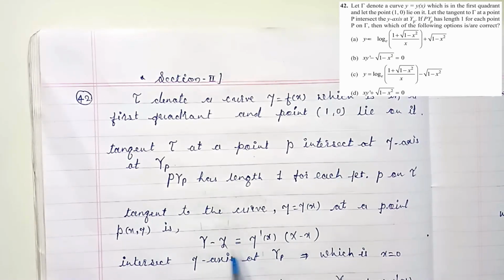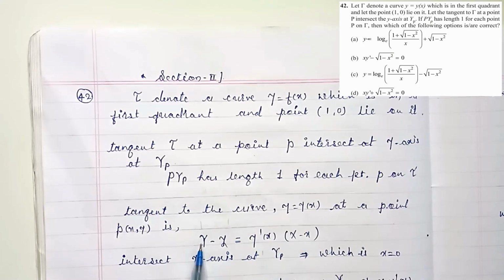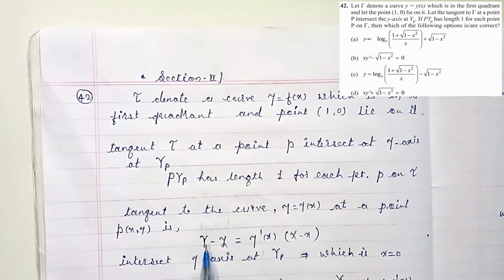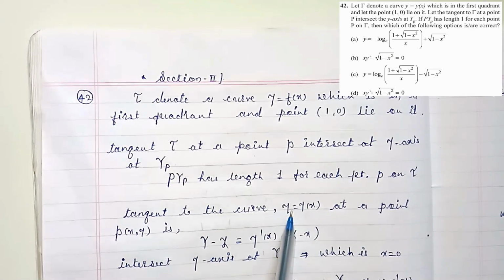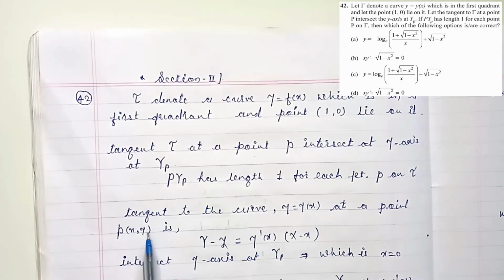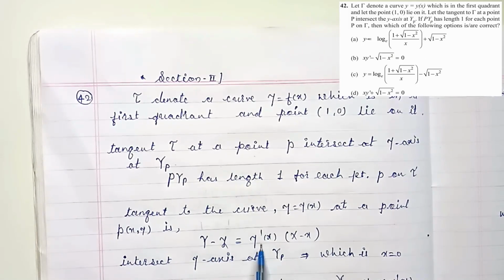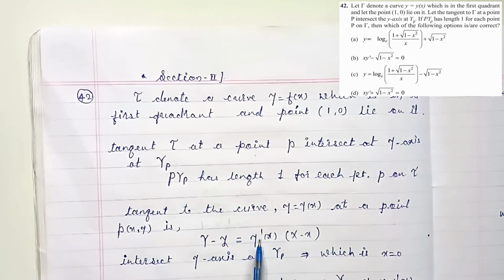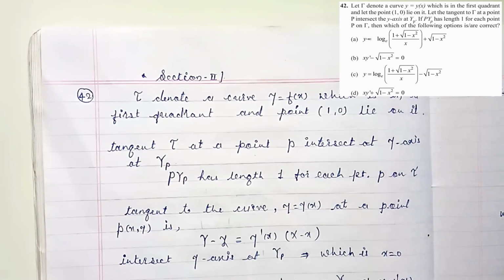So m is dy/dx at the point (x1, y1). In a similar way, as we have the point (X, Y) and (x, y), I have written this (x1, y1) as (X, Y). So the equation of the tangent to the curve y equal to f(x) at the point P(x, y), I have written here as Y minus y equal to m. It is a derivative, so I replace m with y'(x), because our given curve is y equal to f(x).